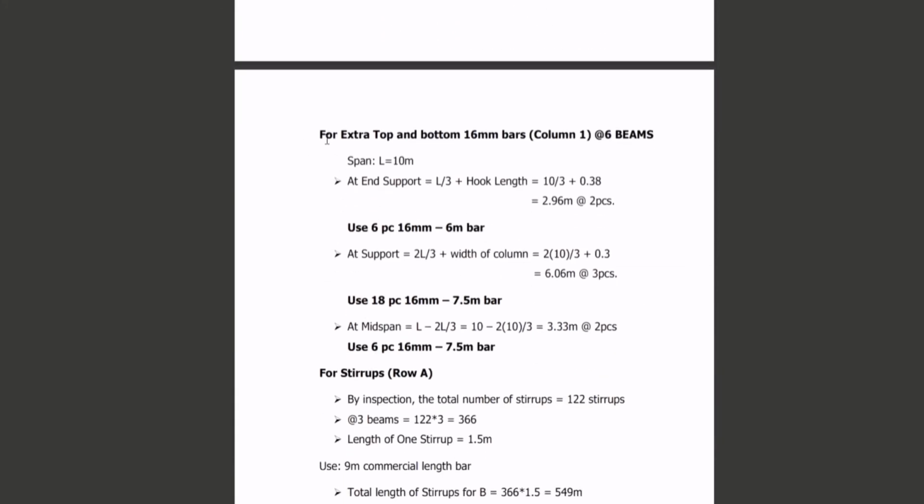So, ganun din ang gagawin dito sa column 1 natin. Ang pinagkaiba lang is multiply natin by 6. Tapos, iba yung span natin.